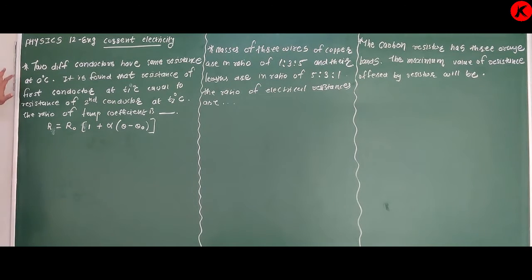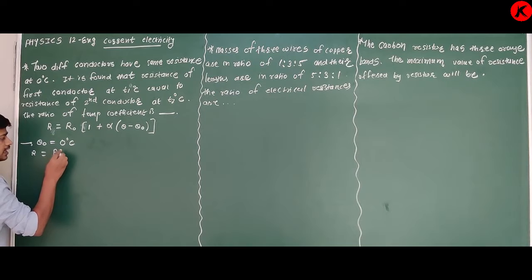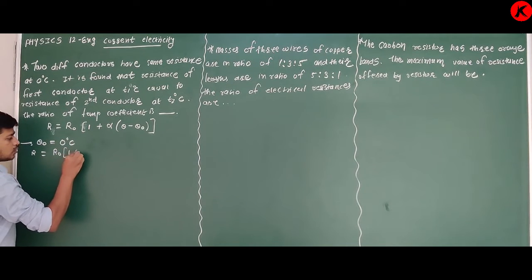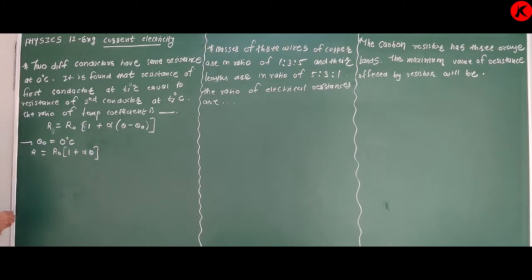Now you are given that two different conductors have the same resistance at 0 degree Celsius. So I am taking theta 0 equal to 0 degree Celsius. Then this equation reduces to R is equal to R0 (1 plus alpha theta). Clear about this?